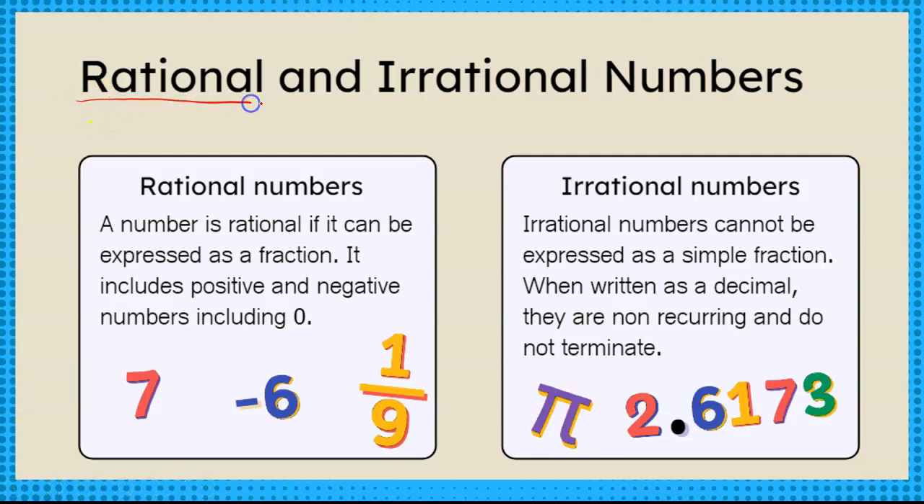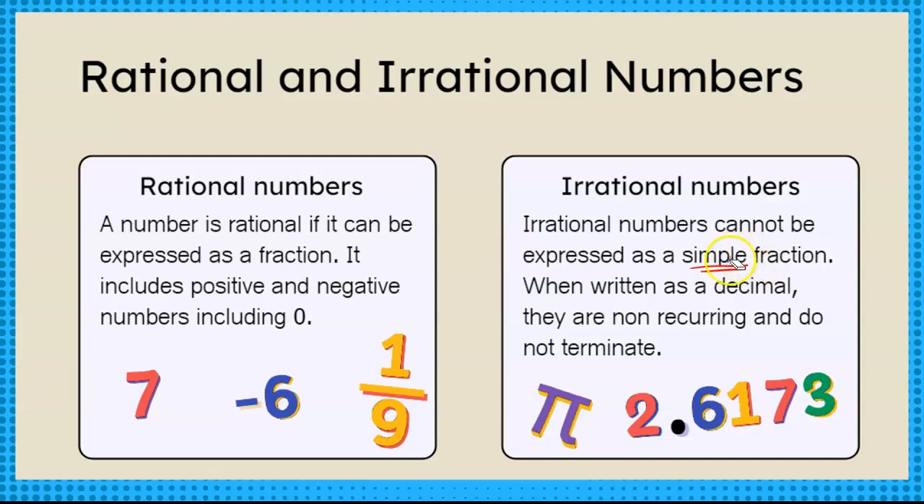Before we get there, I want to point out that we have been focusing on rational numbers. There are also irrational numbers. Most of our work in pre-algebra is not going to involve irrational numbers, but let's just talk about the difference between them really briefly. So a rational number, as you have learned and been able to tell me, is a number that can be expressed as a fraction. It includes those positive and negative numbers. It also includes zero. Irrational numbers are numbers that cannot be expressed as a simple fraction.